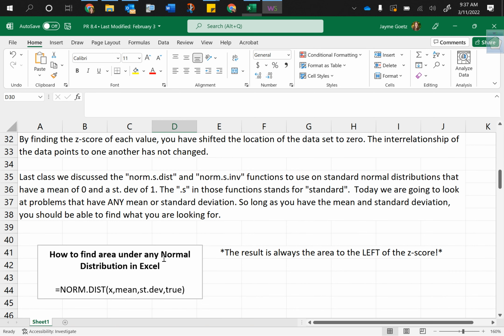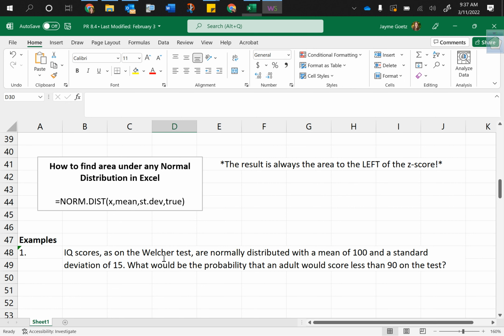Last class we talked about the norm.s.dist and norm.s.inverse functions to use on standard normal distributions that have a mean of 0 and a standard deviation of 1. The dot s in those functions stands for standard, a standard normal distribution. Today we're going to look at problems that have any mean or standard deviation. Instead of just having a mean of 0 and a standard deviation of 1, we're going to give you more real-world applicable problems where they have any mean or any standard deviation. So long as you have the mean and standard deviation, you should be able to find what you're looking for.